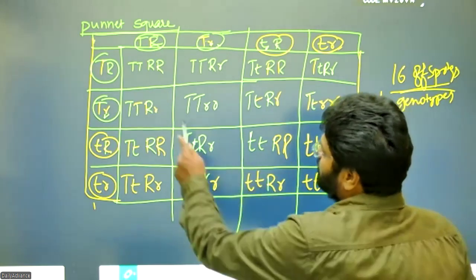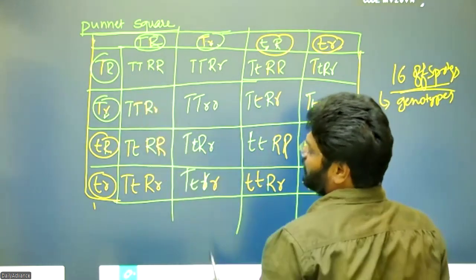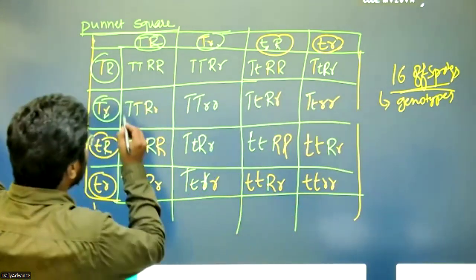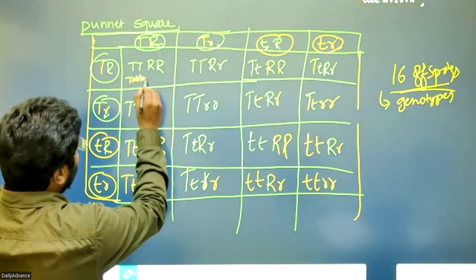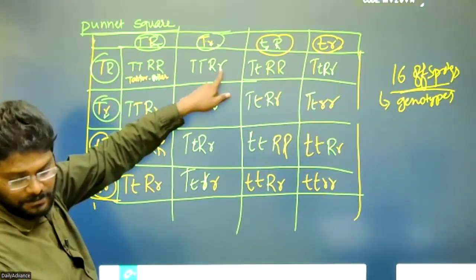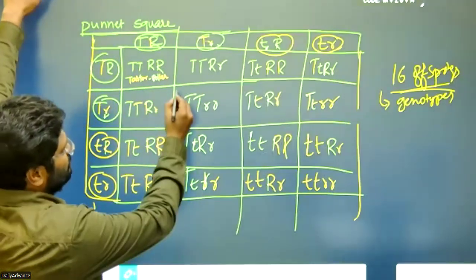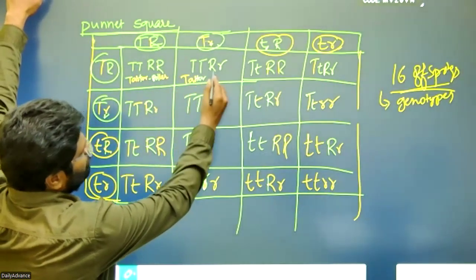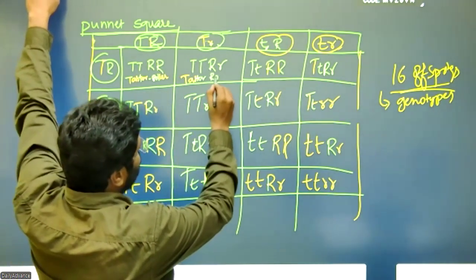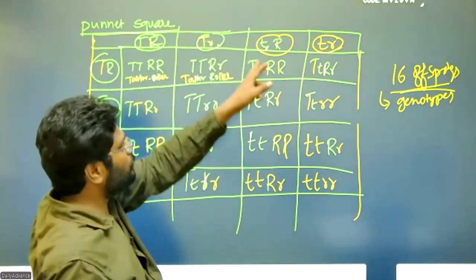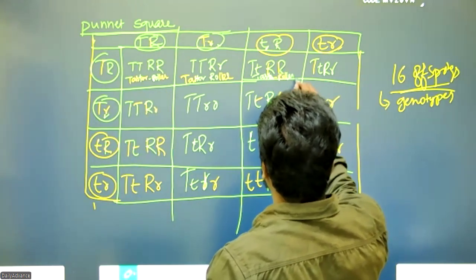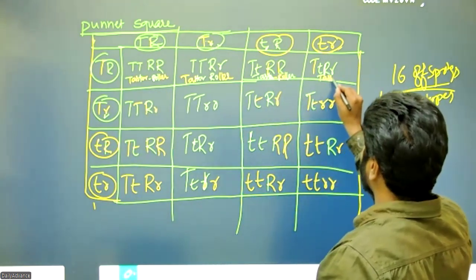So now you can see capital T, capital R. That person is a pure taster and roller. So capital T means for tasting ability, taster. So capital R, small r means capital R dominates. That means this is the roller. So what about this one? Taster, roller. This is taster, roller.